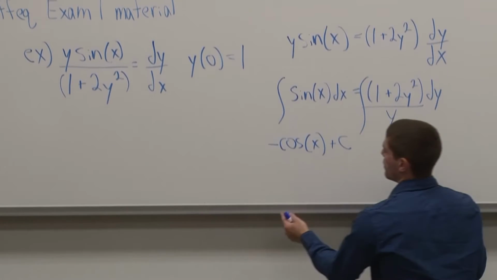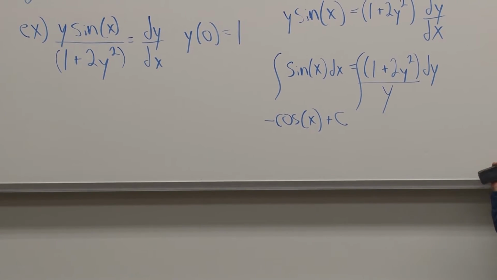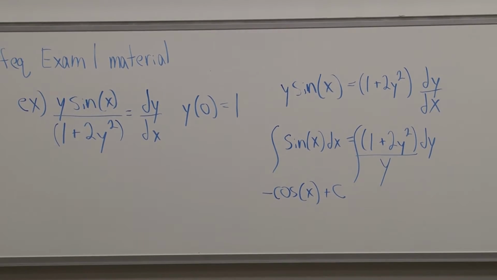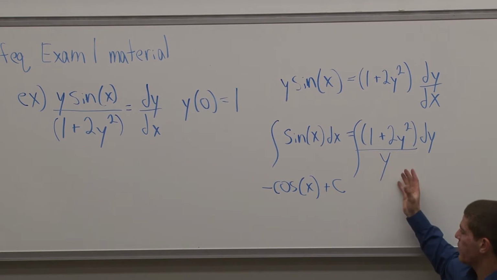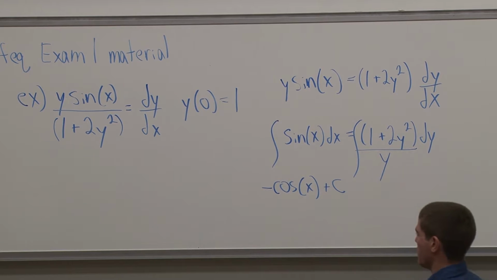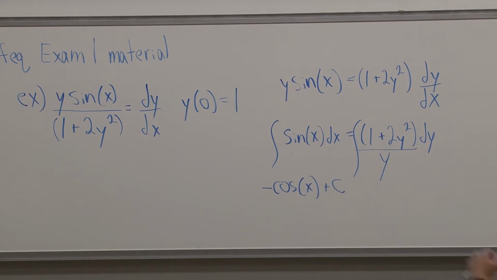You can add the plus c to either side once you integrate it, but I would recommend adding it to the x side, because it's just easier, whatever. I'm not going to explain. It's just easier. Just add it to the x side. All right, so you have that for the x side.